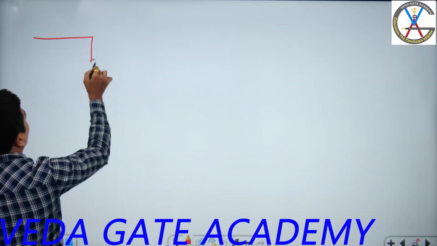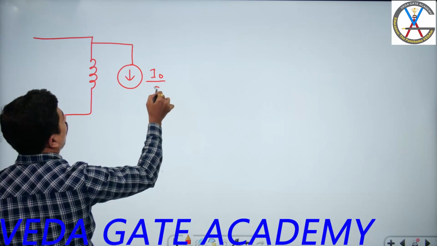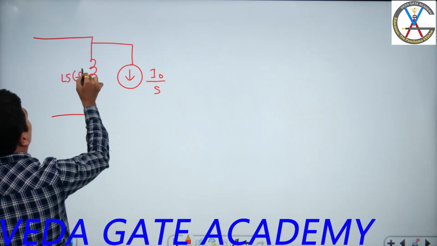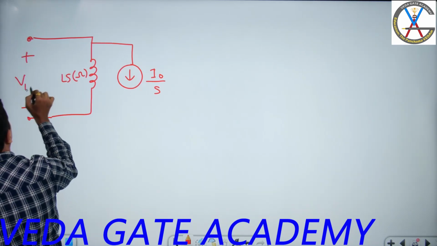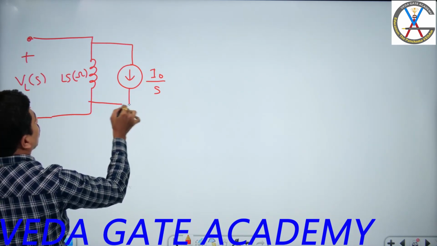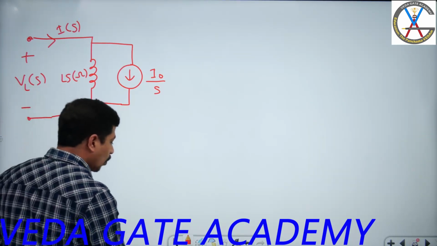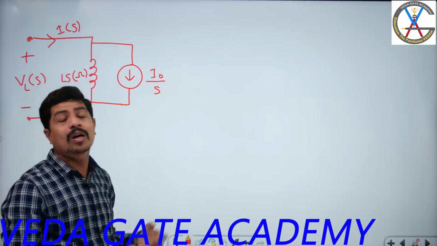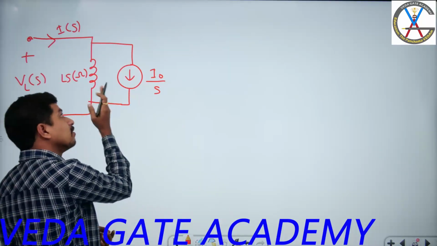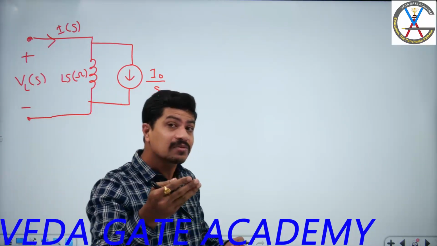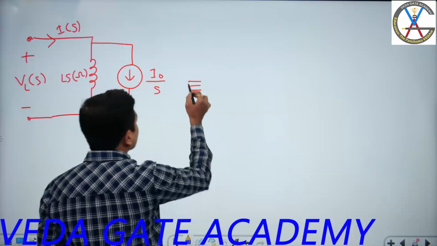This is what we have. This is I0 by S to the down. This is Ls in ohms. This is plus minus VL of S. This is the total current I of S. Let us transform this. What are we doing? The source transformation theorem we learned: a current source in parallel with its impedance will be converted to a voltage source in series with its impedance. Now if I do that, by using source transformation, this is equivalent.